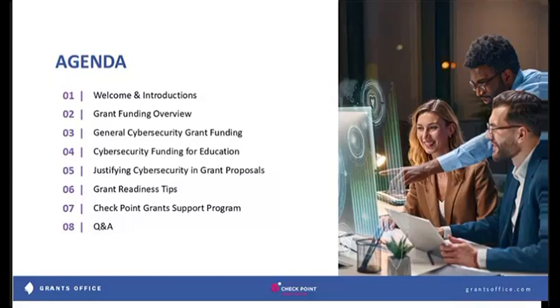And then we'll get into the Checkpoint Grant Support Program. Checkpoint is not just a sponsor of today's session. They also have a grant support program. Grants Office is happy to be working with them on that, and we'll hear more about what that program involves and how to access it. And then, as I mentioned, we'll get to your questions with any time we have remaining.